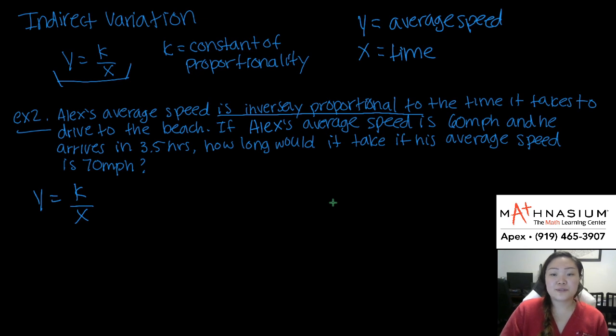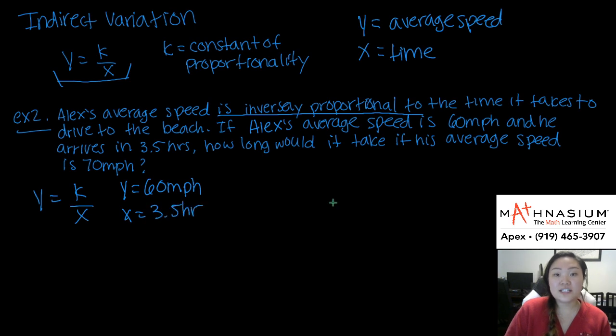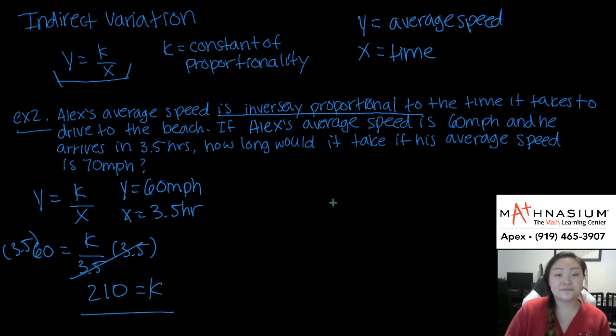So let's identify those. Remember, our y is our average speed, and it tells us here that Alex's average speed is 60 miles an hour when he arrives in 3.5 hours. So we can say y is 60 and x is 3.5. So let's go ahead and plug those in. 60 equals k over 3.5. And to solve for k here, we're going to multiply by 3.5 on both sides. So we can cancel this out of the denominator, and that gives us k equals 210.